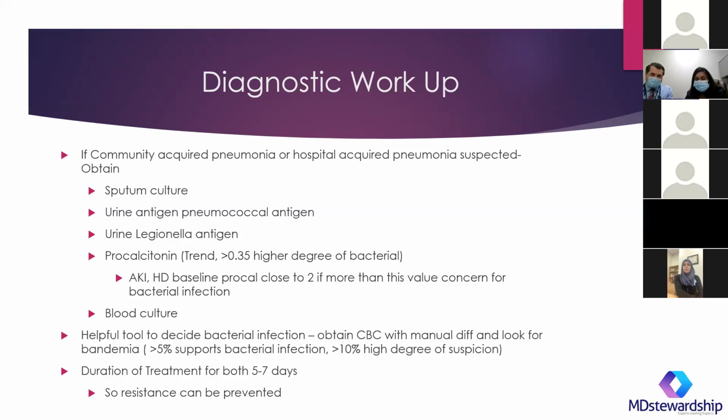And other tools that we like to use is CBC with manual differential. So then you could look at the immature neutrophils, which is called bandemia. If it's more than 5% of total, that might be bacterial infection. If it's more than 10%, high degree of suspicion. So when you have the COVID patients coming in, and you're not sure if they have community-acquired pneumonia or not, you're getting all this lab work, and then you see their bandemia at 15% on admission, then you're like, okay, I should probably give them ceftriaxone and azithro, and then I could treat and de-escalate.